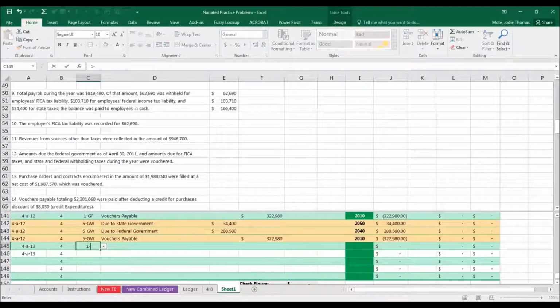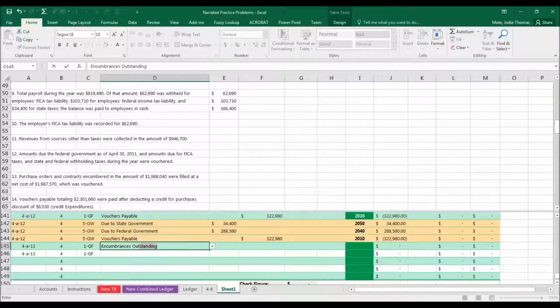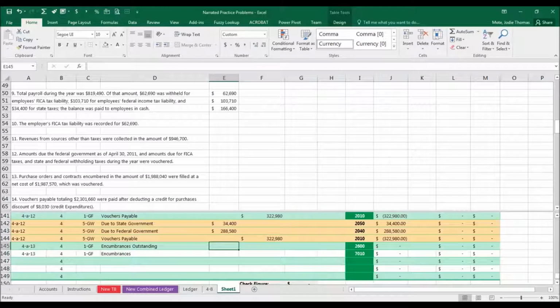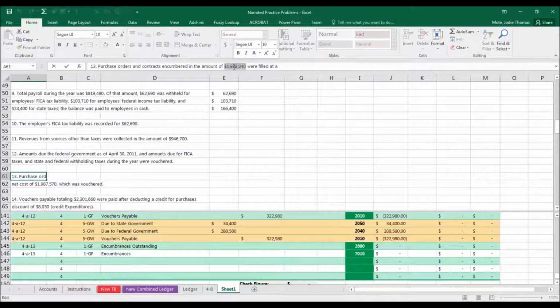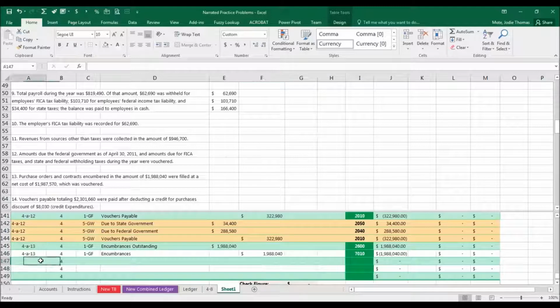and you take it off by debiting, this time, encumbrances outstanding, and you are going to credit encumbrances because you did the opposite when you first recorded them. And the amount that you are talking about here of what you're taking out of the encumbrance is the previously encumbered amount that the problem gives, which is 1,988,040. Okay? That reverses your encumbrance that you originally had recorded.